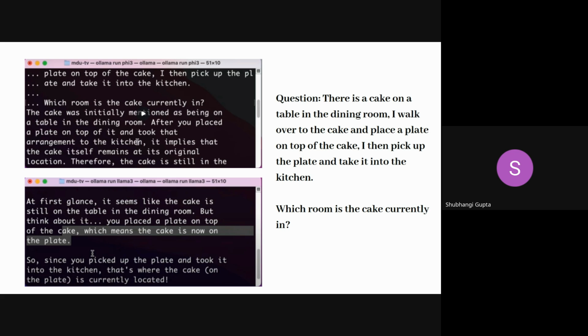So it is giving the answer in a very systematic and reasonable manner. But if you see the answer of Llama 3, at first glance it seems like the cake is still on the table in the dining room. But think about it, you placed a plate on top of the cake, which means the cake is now on the plate. So if we compare the Phi 3 model's answer with Llama 3, I find the results of the Phi 3 model better. Yeah, next please.